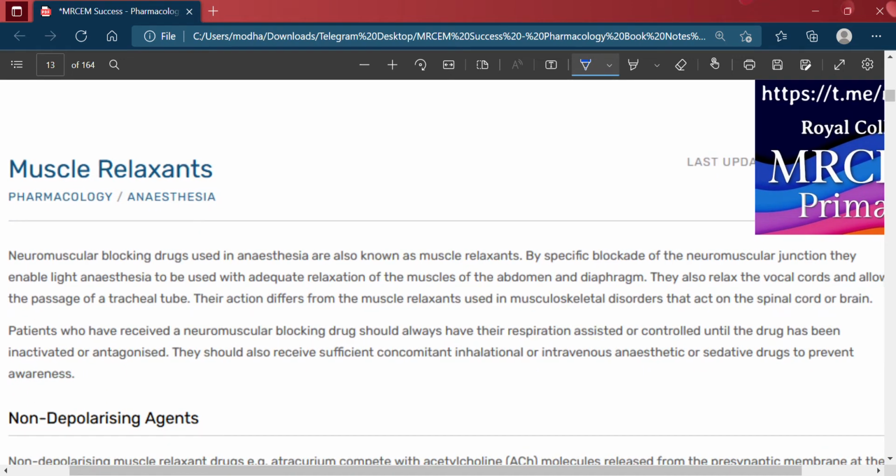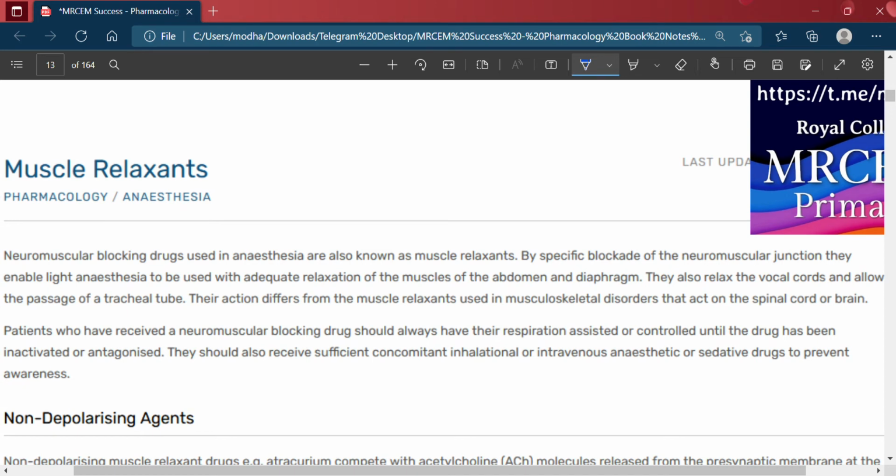Now, muscle relaxants. Neuromuscular blocking drugs used in anesthesia are also known as the muscle relaxants.